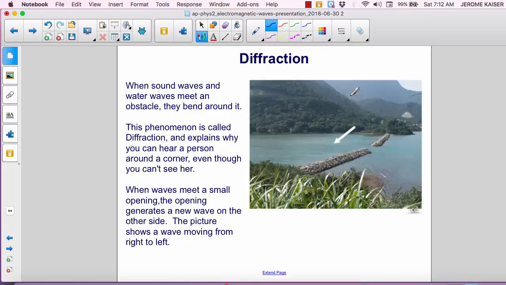Diffraction. When sound waves and water waves meet an obstacle, they bend around it. This phenomenon is called diffraction and explains why you can hear a person around a corner even though you can't see her. When waves meet a small opening, such as in this barrier, the opening generates a new wave on the other side, which we can see propagating over here from right to left.